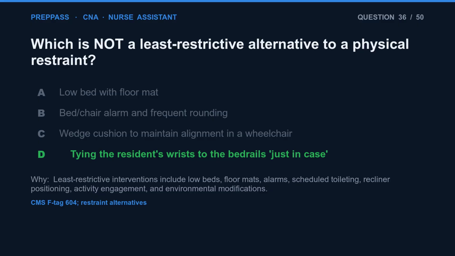The correct answer is D. Least restrictive interventions include low beds, floor mats, alarms, scheduled toileting, recliner positioning, activity engagement, and environmental modifications.